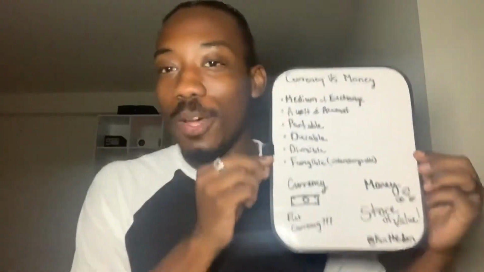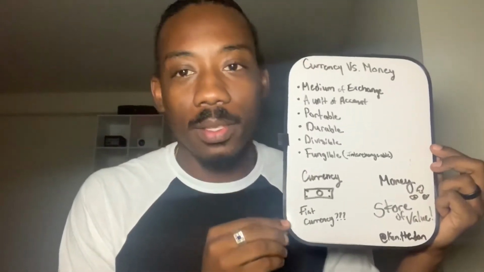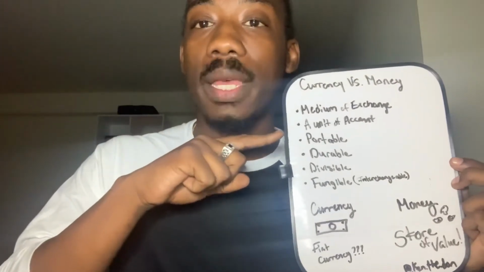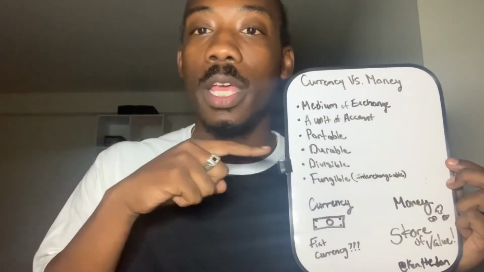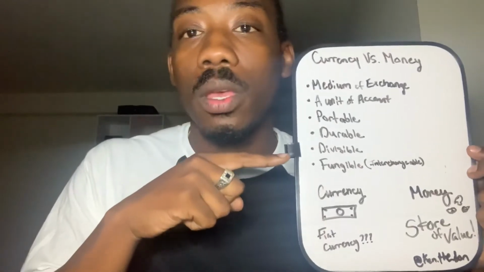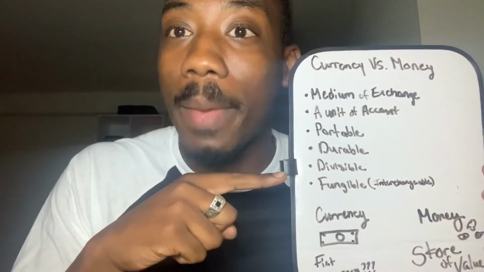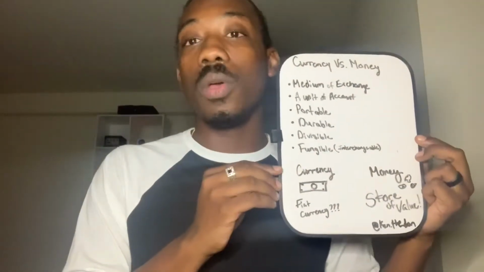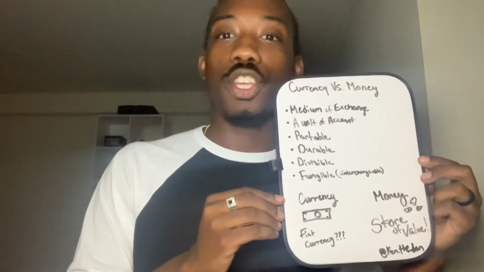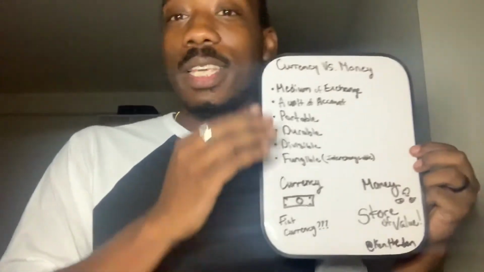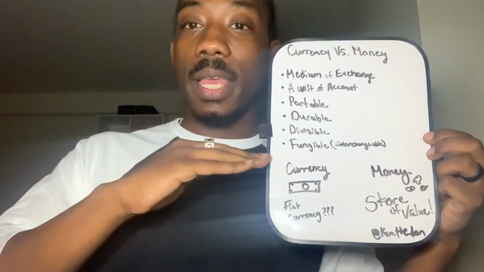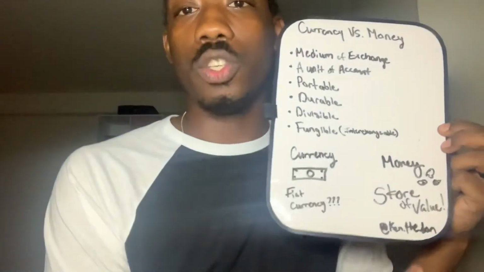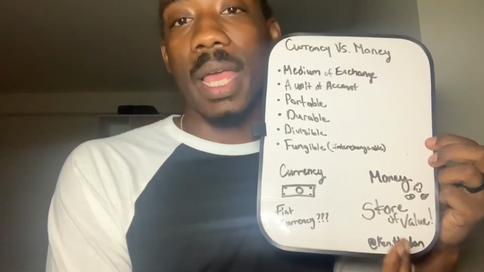I wrote a little note for you guys. But yeah, so like I said, money is a medium of exchange. Money has a unit of account. It's portable, divisible, durable. I did that backwards. Fungible and interchangeable. So the difference between money and currency is all of these things, but money, as well as all of these things, stores a value, okay? It has value in it.